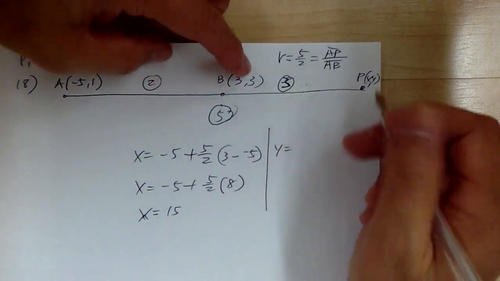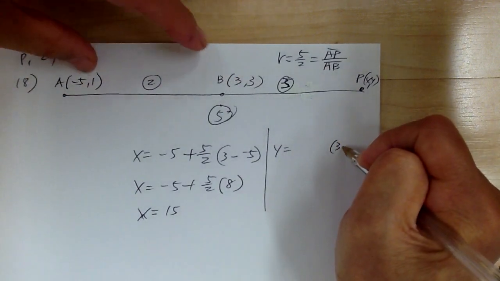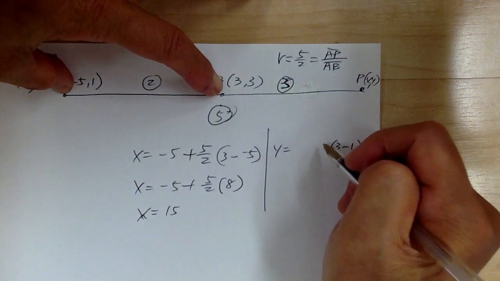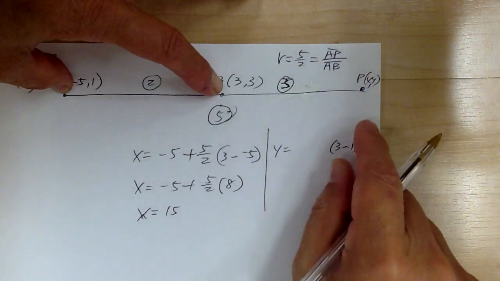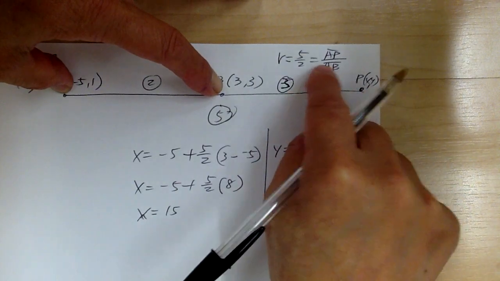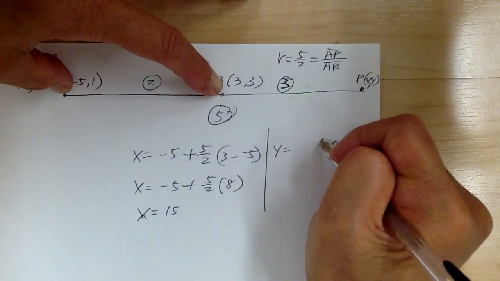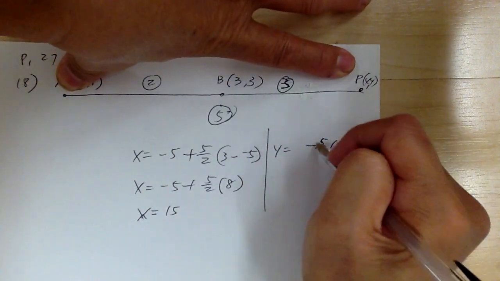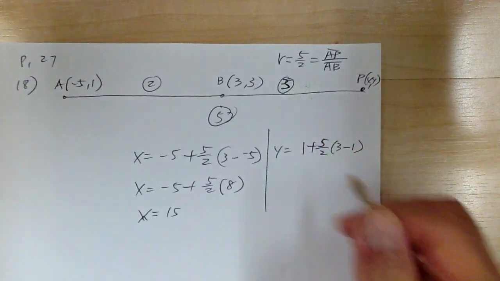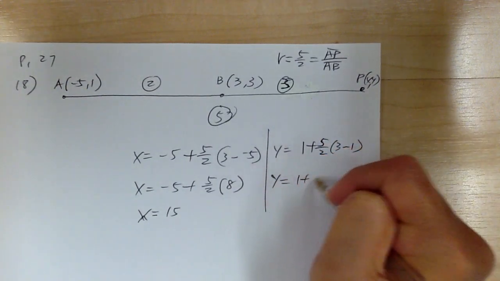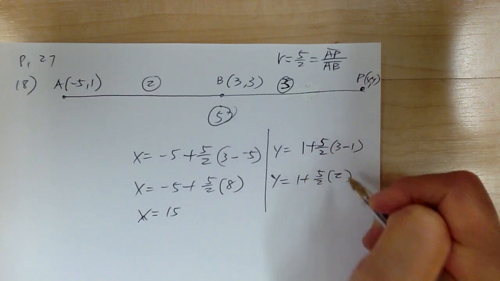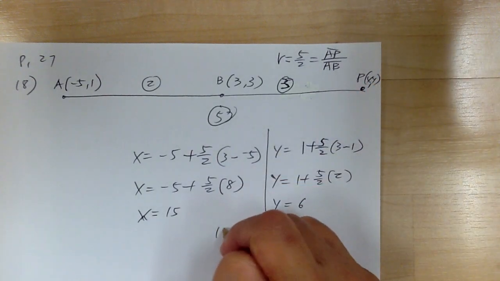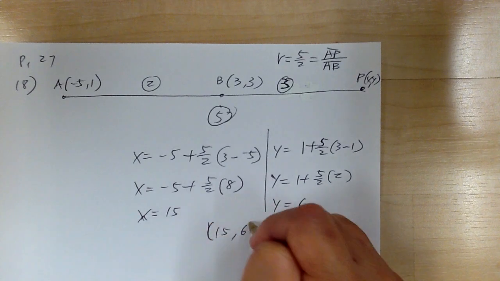So same thing. So you're going to get 3 minus 1. 3 minus 1 gives you this distance. Then you have to times by r. In this case, r is this one over here, so it would be 5/2. So that will give you this distance. Then you have to add on to what you start out, which is 1. So y equals 1 plus 5/2 times 2. So y will equal 6. Okay, so this point would be equal to (15, 6).